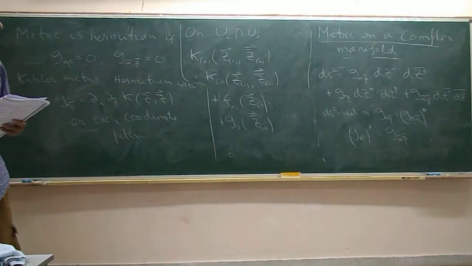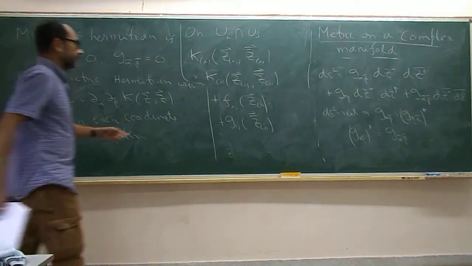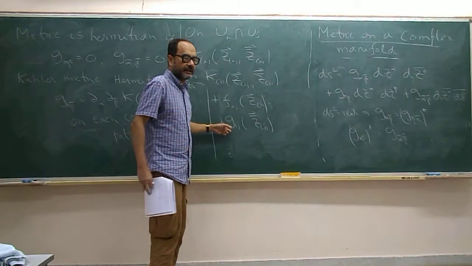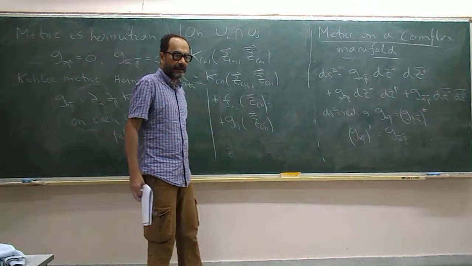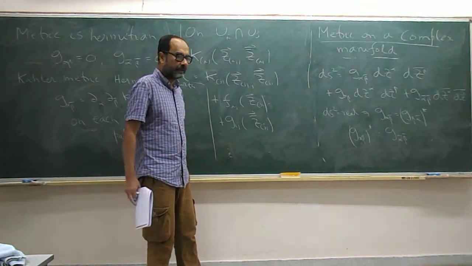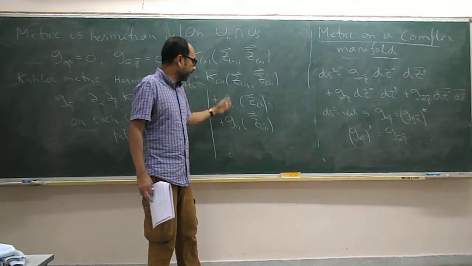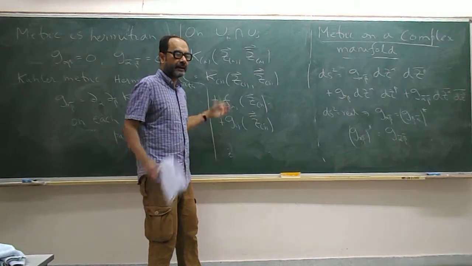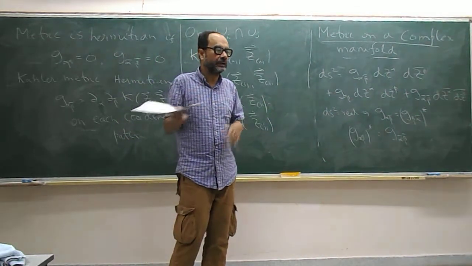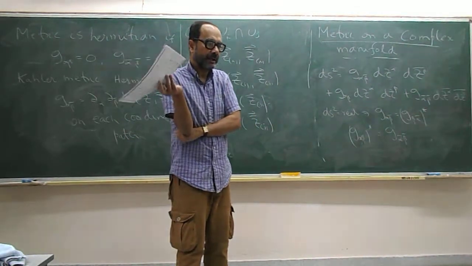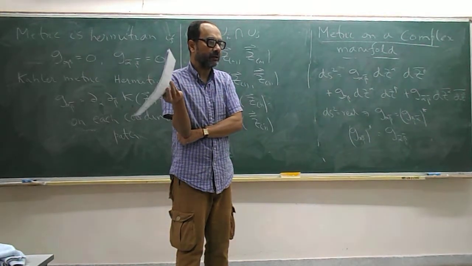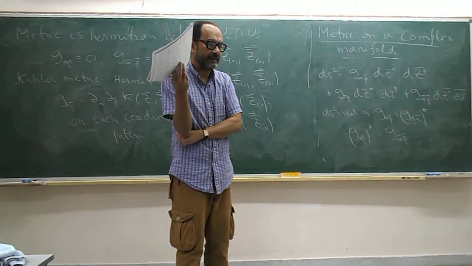So given a K, you can always add arbitrary terms like this, right? Because there is no independent definition of K on each coordinate patch. Suppose you have found a real K which produces the metric. You can always add two terms, a holomorphic function and an anti-holomorphic function, which have nothing to do with each other, to K. It is still a perfectly good K, and that's not necessarily real.